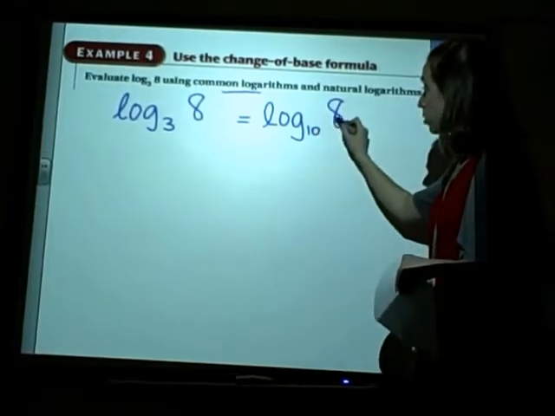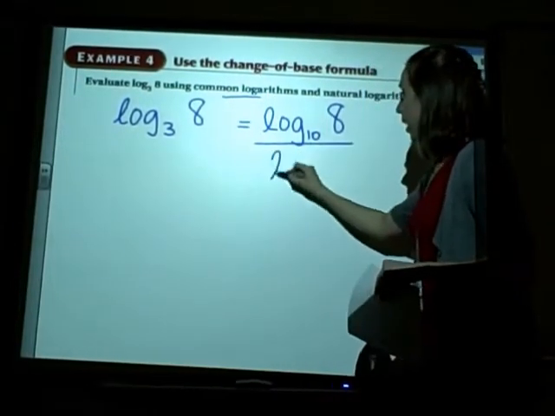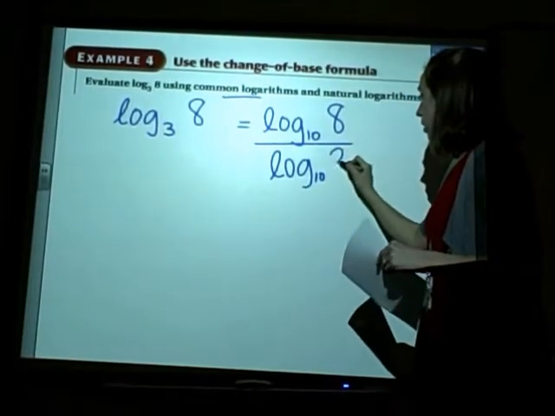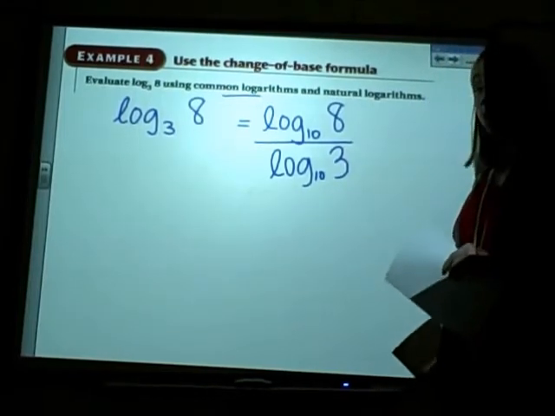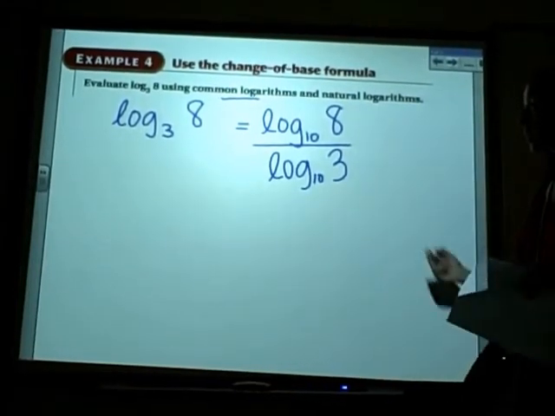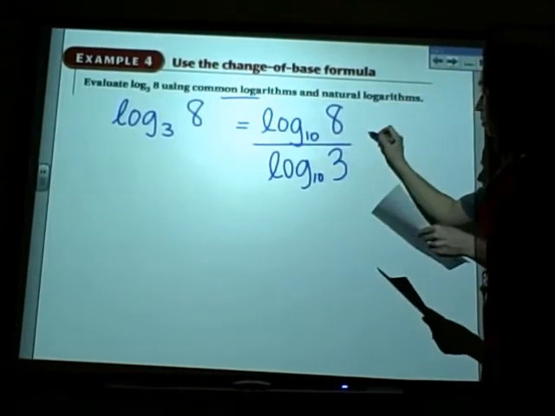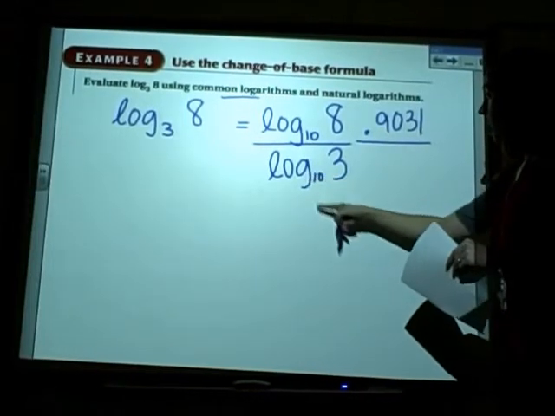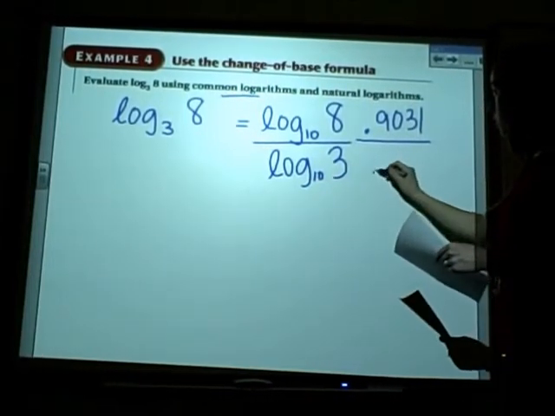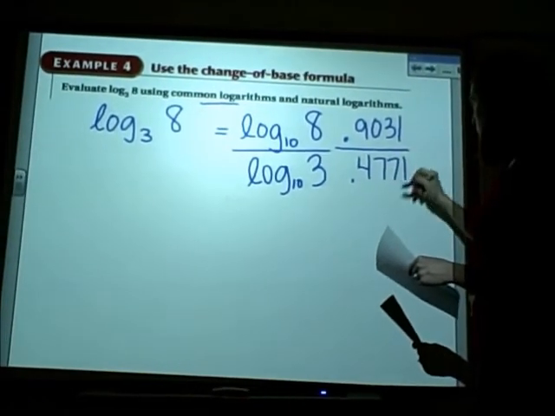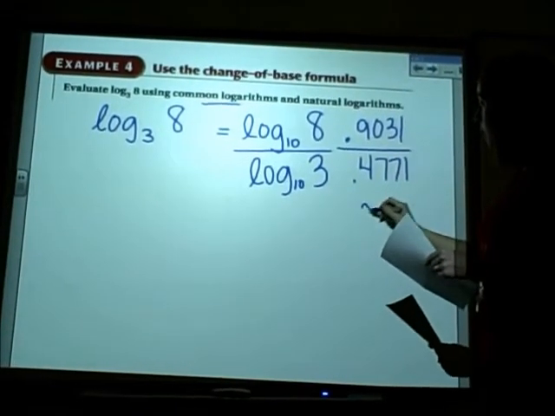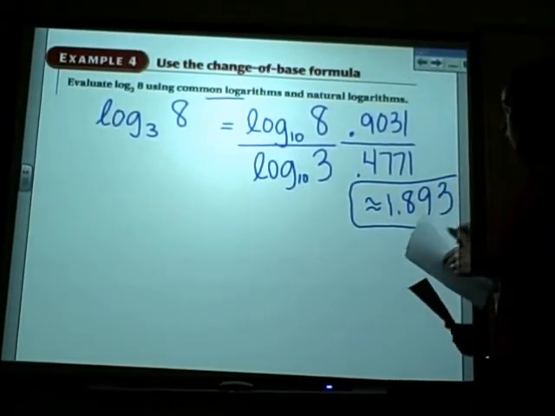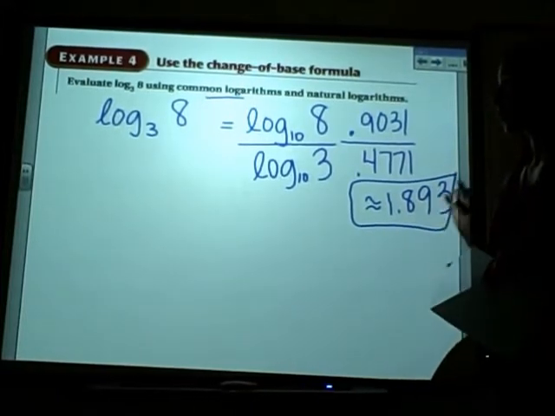Okay, so log of the base you want of 8 divided by log of the base you want. It's got to be the same base of your original base, 3. And now you can just plug that right into your calculator. You can go log of 8, which is 0.9031, divided by log of 3, which is 0.4771. And that, when you divide that in your calculator, should give you 1.893. Remember, when they say evaluate, it's okay to get a decimal.